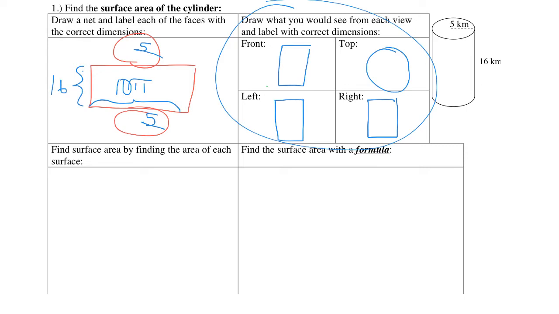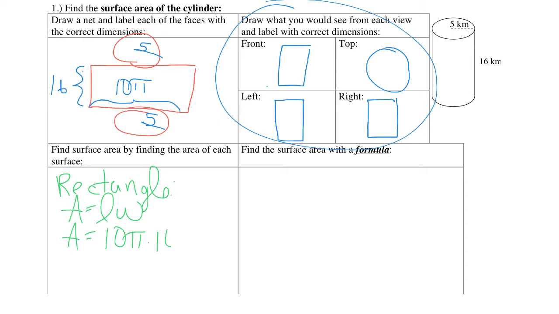Okay, so now we're going to find the surface area by finding each shape, and then we'll do the surface area with the formula. But for each shape, let's make sure we're finding the area of each part. So we're going to start with the rectangle. Well, area of a rectangle is length times width. And for this rectangle, we have 10 pi times 16. So that's going to be 160 pi.